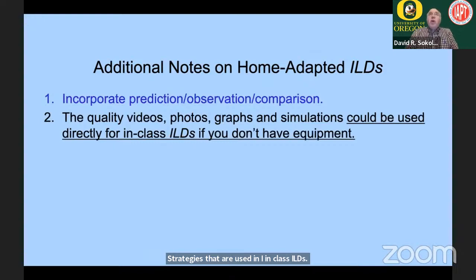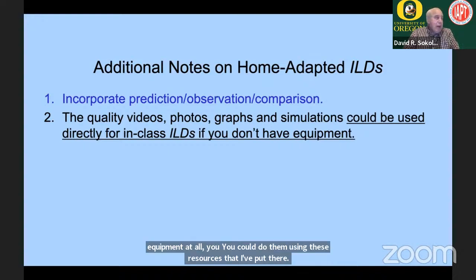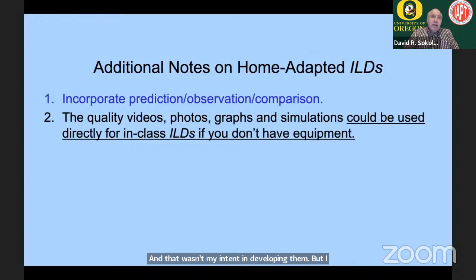I think one important point, since these 26 sets of ILDs are online and you have free access to them, if you wanted to do in-class ILDs and you had no equipment at all, you could do them using these resources that I've put there. That wasn't my intent in developing them, but I realized afterwards that all these things are now available. This is especially useful for secondary teachers. I know secondary teachers in the US generally have no equipment to use, unfortunately.